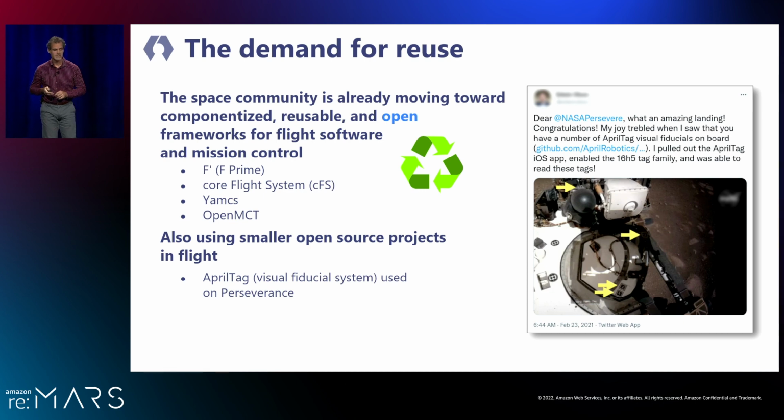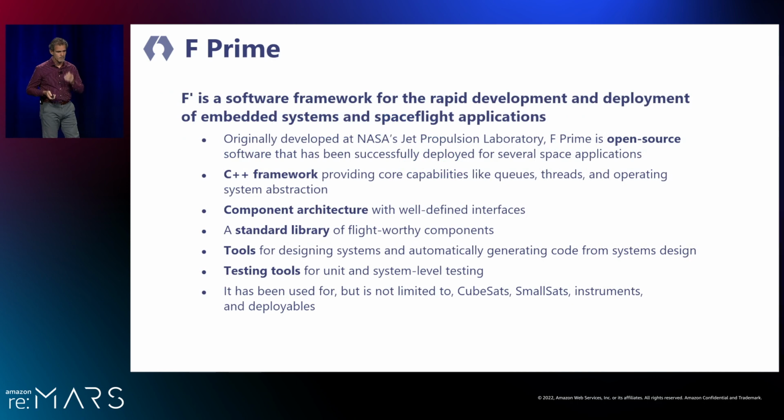And some missions are also using smaller open source projects. One example is AprilTag. So it's a visual fiducial system. There are markers that can be put on a robot, and these identify locations. They can also be associated with information, kind of like a QR code that you can scan. So the trend towards using open source software for space systems is very clear. We need to achieve the reuse of using these systems for subsequent missions.